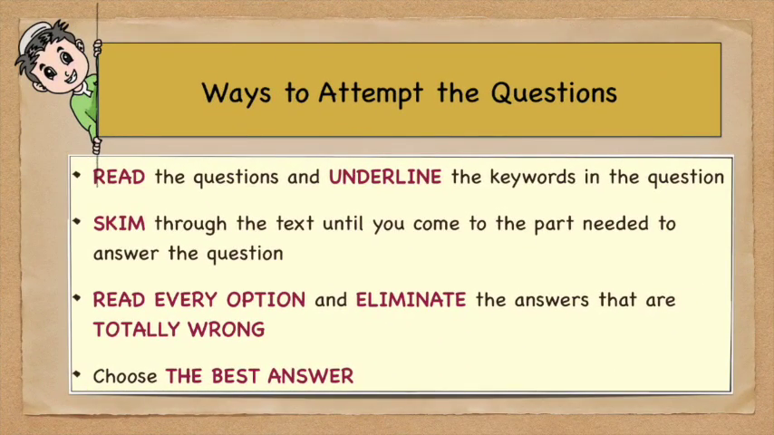But it depends on you which way you want to opt. These are the ways to attempt the questions. Number 1, read the questions and underline the keywords in the question. Number 2, skim through the text until you come to the part needed to answer the question. Number 3, read every option and eliminate the answers that are totally wrong. And lastly, choose the best answer.